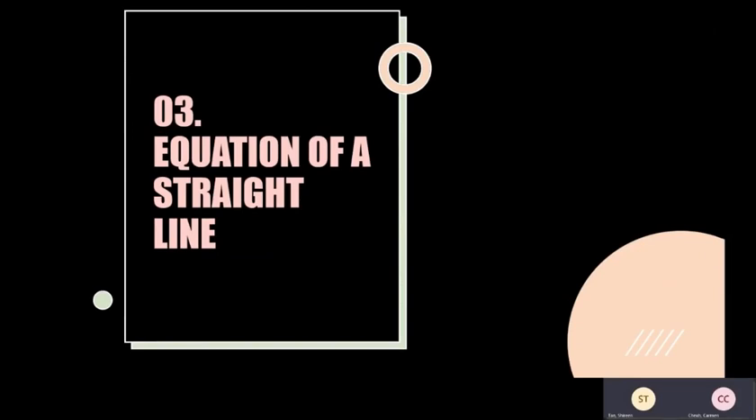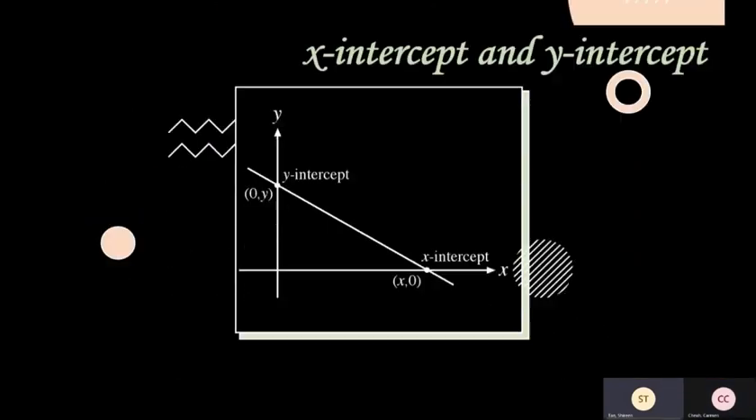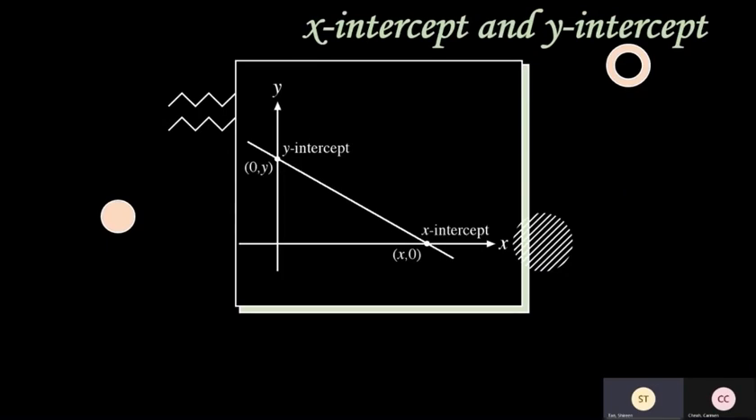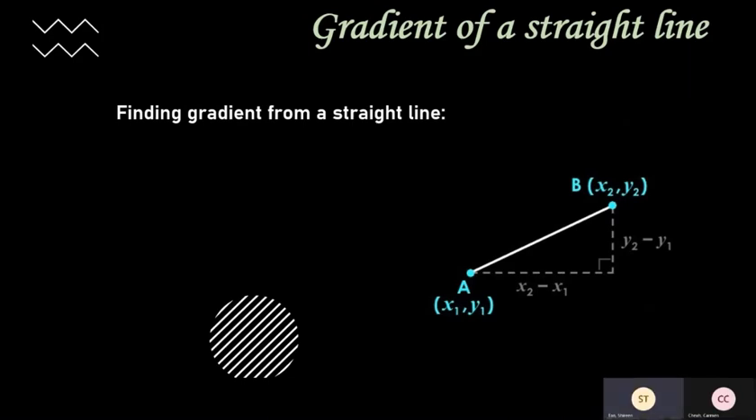The next topic we will be discussing is the equation of a straight line. First, we will be talking about x-intercept and y-intercept. X-intercept is the point where a graph intersects the x-axis. Y-intercept is the point that passes through the y-axis. Next, the gradient of a straight line shows how steep a straight line is. Note that a gradient is usually denoted with the letter m.